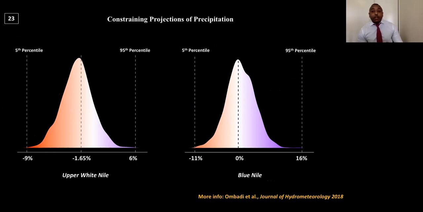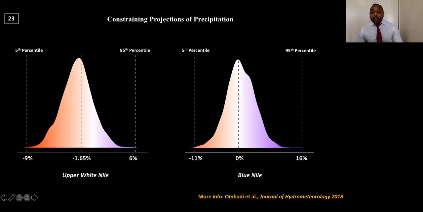So here I'm showing you the distributions that were obtained for the two headwaters basins, Upper White Nile and Blue Nile. Now, if you look at the Upper White Nile, you will see that the mean of the distribution is about minus 1.6%. So we expect a slight decrease of precipitation in the Upper White Nile. If you look at the entire distribution, you will see that there is a higher probability of a precipitation decrease.